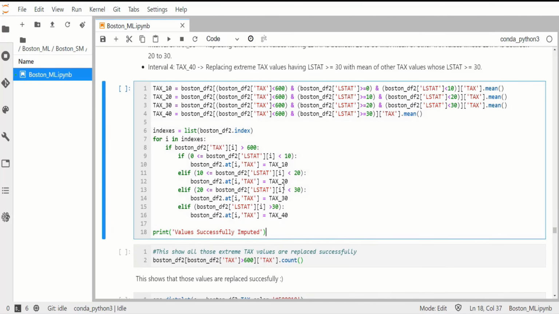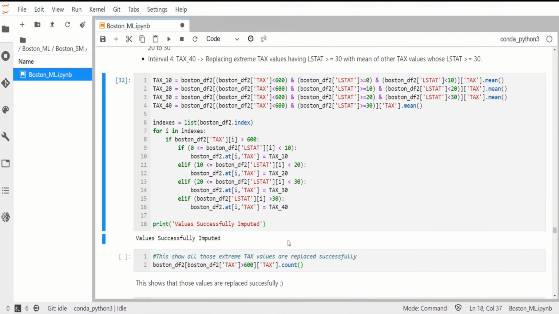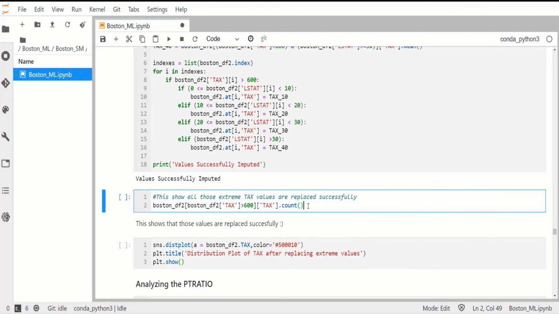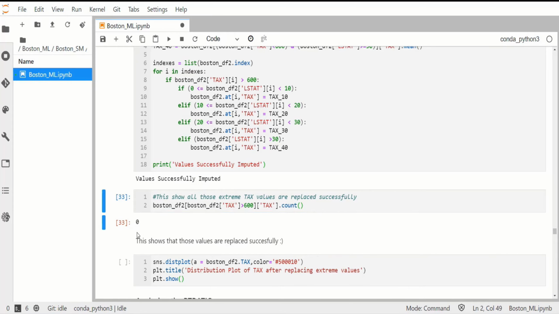So in this cell we are doing this. In the first 4 lines we are calculating these 4 TAX mean values, and in lines 7 to 16 we are replacing those values with the mean ones. Let's run this cell. And it prints that values are successfully imputed. Next, let's check if there exists any value that has TAX greater than 600. So you see we don't have any count value here.